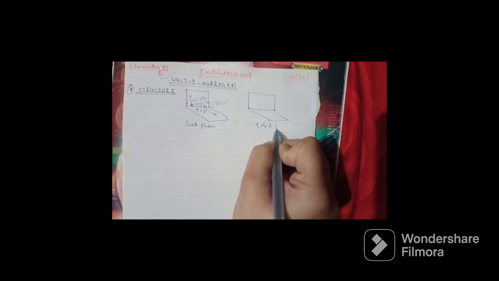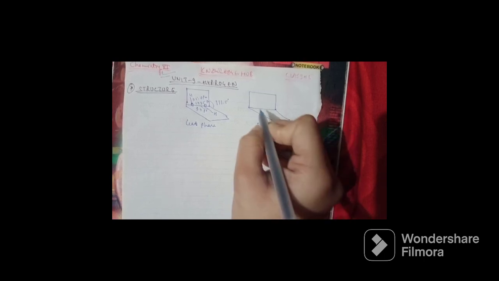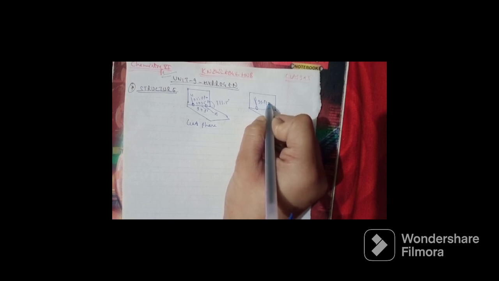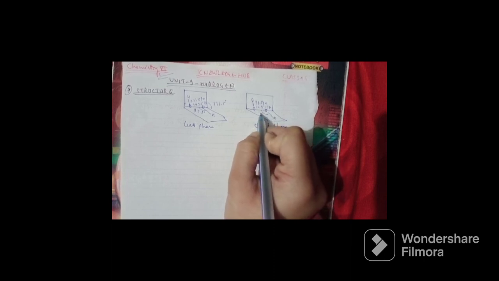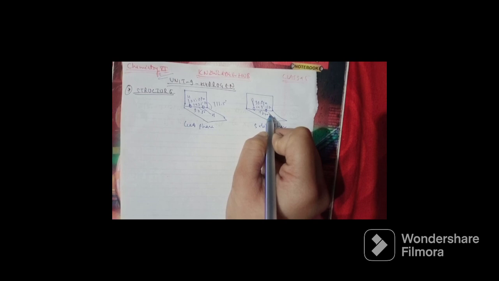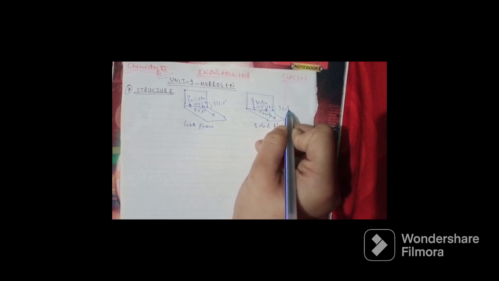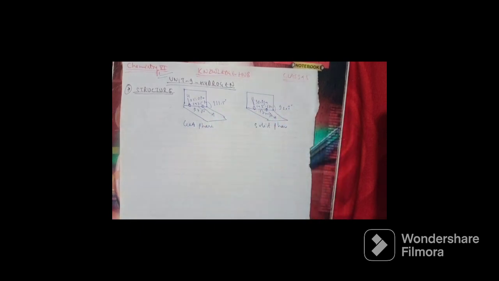And now we talk about the solid phase. Here it is 98.8 pm, and this is 145.8 pm. The angle here, oxygen, hydrogen, will be 101.9, and this is 90.2. This is for the solid phase.